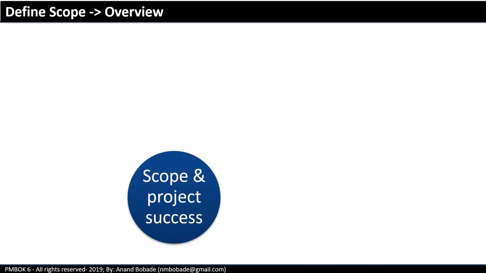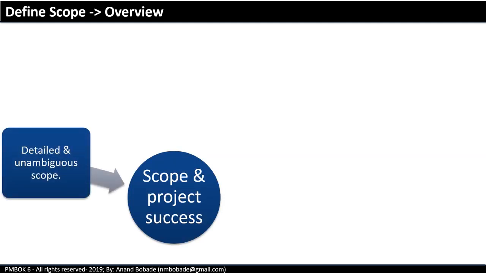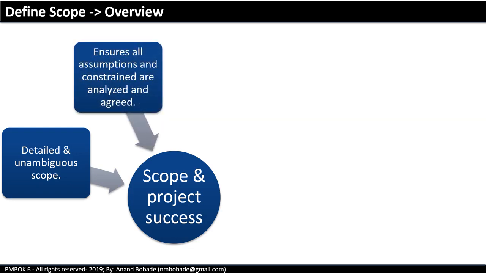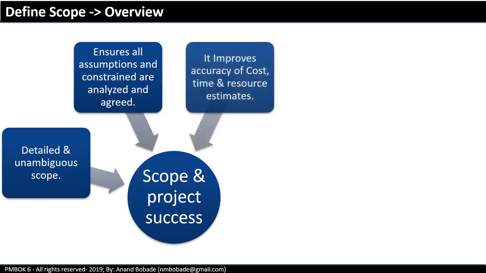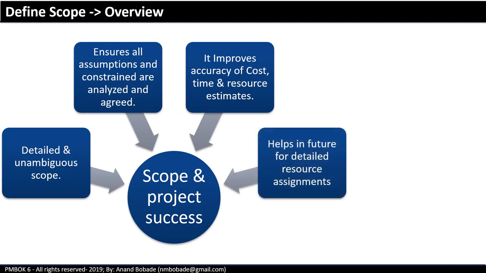As you know, if a scope is not properly defined, it is very difficult to measure the success of the project. A well-defined scope can lead to project success as it helps in defining a detailed and unambiguous scope, ensures all assumptions and constraints are analyzed and agreed with all stakeholders. It helps improve the accuracy of cost, time and resource estimates, and it helps in future for detailed resource assignments.